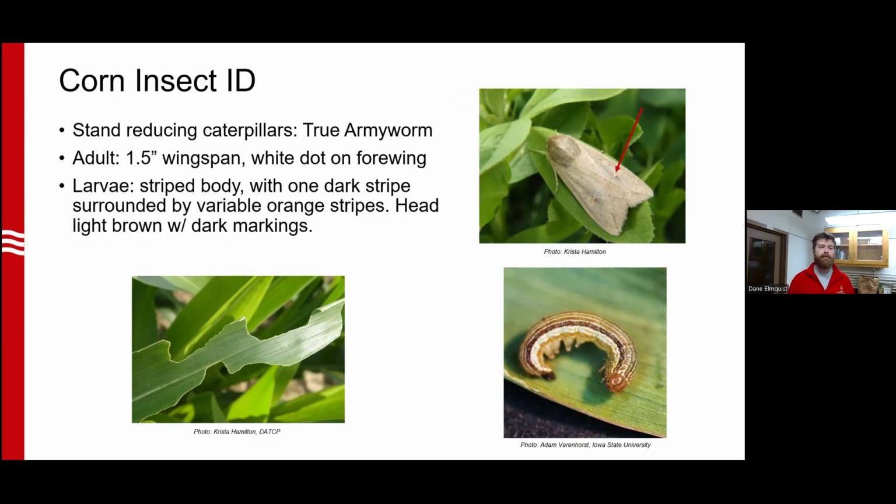Record the number of damaged plants, the number of worms per plant. And when you find 2 or more armyworms that are perhaps 1 inch or smaller per plant on 25% of the plants, or 1 armyworm larva that is larger than 1 inch on 75% of the plants, then it's time to consider, that's the economic threshold, it's time to consider some treatment.